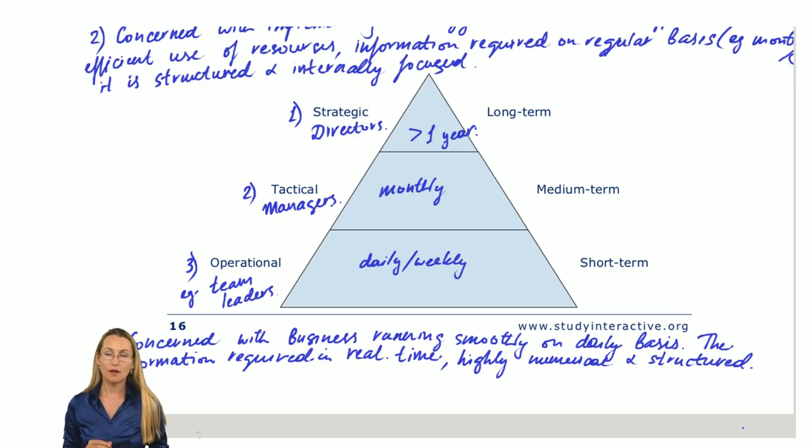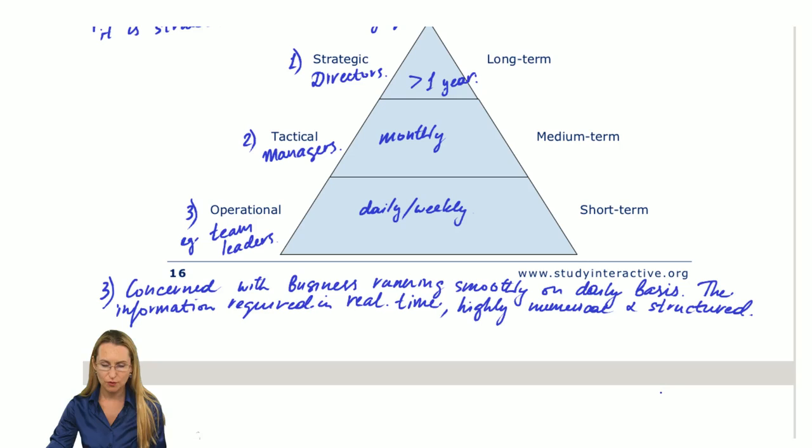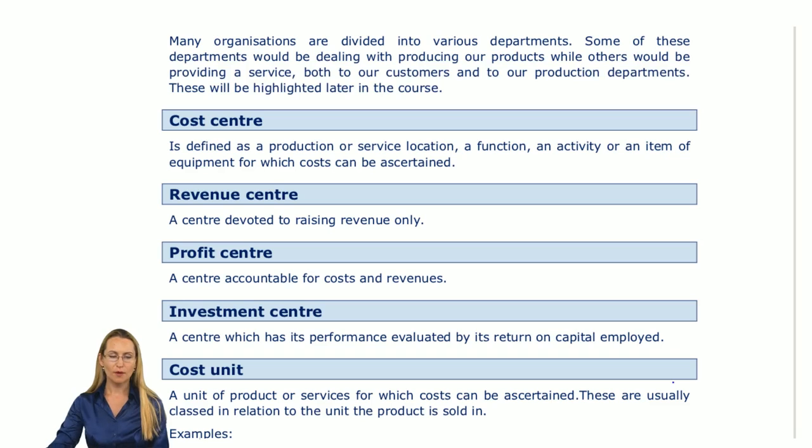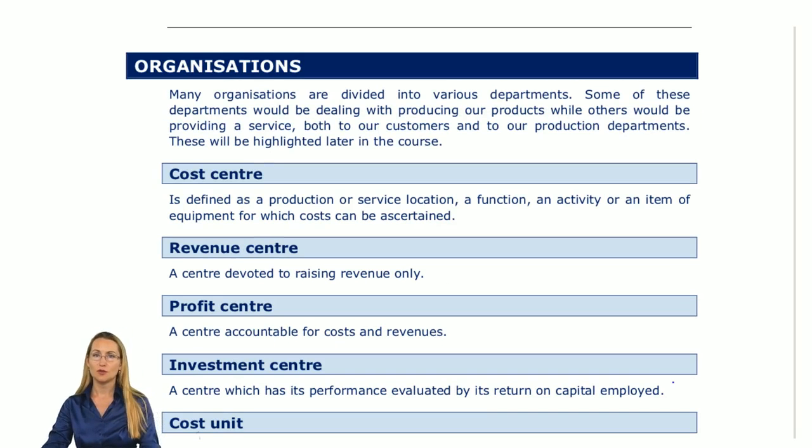So this is what kind of information different levels of managers might require. So again, operational level managers would want to make sure that business is running smoothly on a daily basis. Tactical managers are implementing strategy set from the board of directors, and the board of directors are concerned with the future of the business. So what new branches to open, what new products to introduce, what are competitors doing. Then you need to be aware about different centers in organizations or different departments.